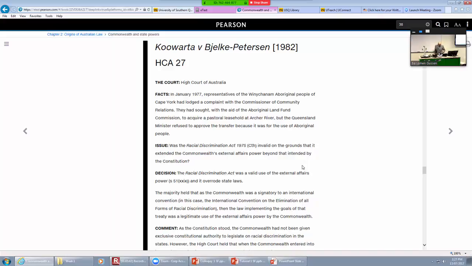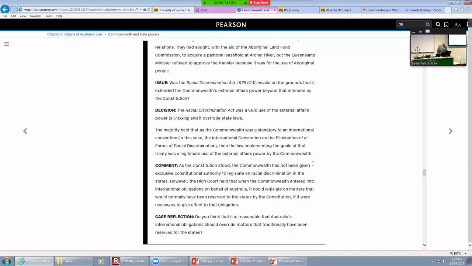Now, the Queensland government, represented by the Prime Minister at the time, decided that that is not the case because there's this Commonwealth Act, which is the Racial Discrimination Act of 1975, the same one we talked about previously. But this time around, it's not actually used as a shield, it's used as a sword, in the sense that they are saying this act was valid. Okay?